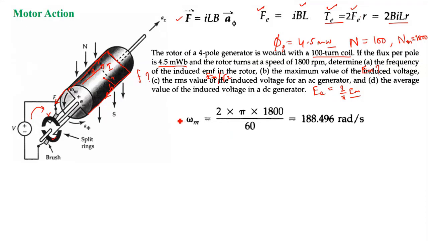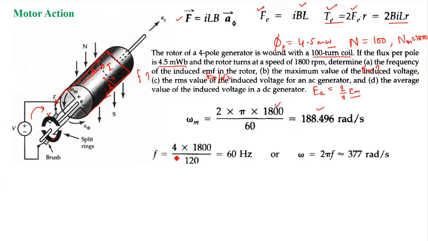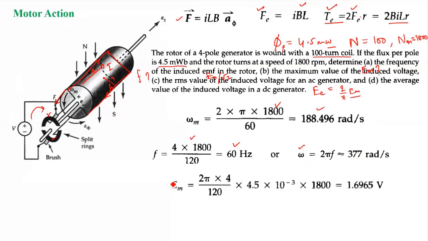So we already know this, and we just have to put in the formulas and find it out. Now if I find omega m, from Nm it will be 2 pi into 1800 by 60, right? And then F, the frequency of the induced EMF, will be 4 into 1800 by 120. We have already seen this, right? So P by 120 into Nm, that is 60 Hertz. And then from F we can find omega. Omega will be 2 pi F, radian per second.